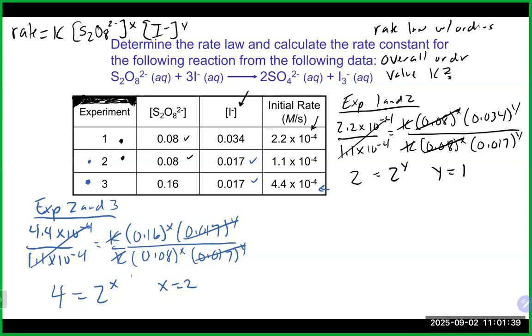Again, if you're not sure, you can take natural log of 4 divided by natural log of 2, which will give you 2 in this case. Any questions up to that point? So we now have the order with respect to both reactants. That's going to allow us to put in here our proper rate law, which in this case, the rate would equal k [S2O8 2-] squared, and our [I-] to the first order, which we do not write the 1. That means our overall order in this case is going to be 2 plus 1, third order.